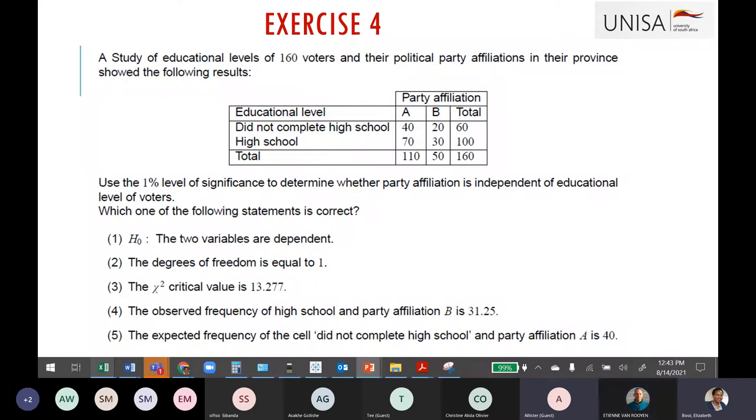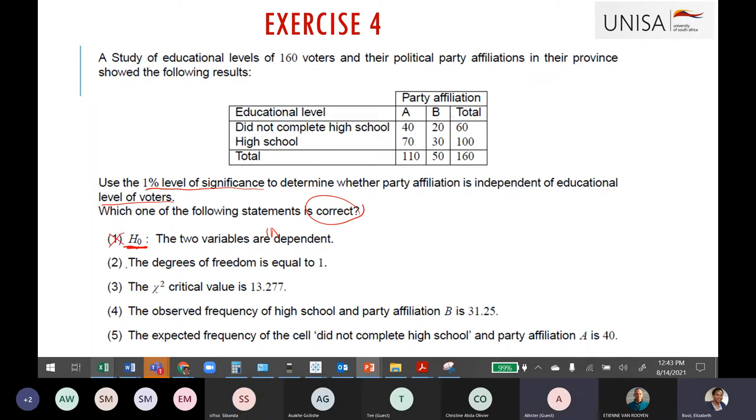So we're given the contingency table, and this is a 2x2 contingency table. We are also given that at a level of significance of 1%, we need to determine whether the party affiliation is independent of educational level of voters. And we're looking for the correct answer. Option number one, the null hypothesis, is it correct or incorrect? Incorrect. It is incorrect because your null hypothesis should state it's always supposed to be independent. So this is incorrect.